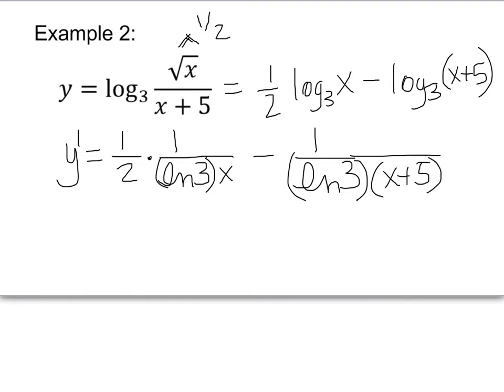And technically we need to multiply times the derivative of x plus 5, but the derivative of x plus 5 is also 1. So that's not going to change anything. There's not really a lot of simplifying we can do here unless we get a common denominator. And right now we're just practicing formulas, so I'm not going to take the time to get that common denominator. I want you to get used to using the formulas first.